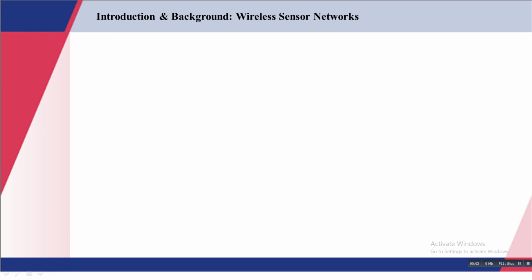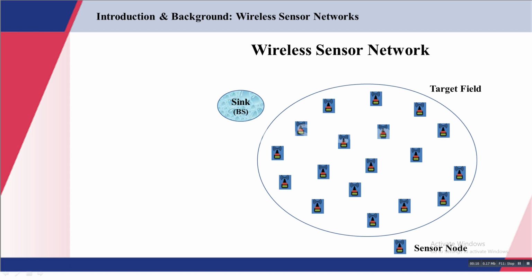In this video, we are going to learn about what a wireless sensor network is and how it works. In this figure, we can see that a sensor network consists of a target field in which sensor nodes are deployed in a random fashion to gather information. Apart from these sensor nodes, another component is the sink node, which is also called the base station. These sensor nodes sense the data from the environment and send it to the base station.